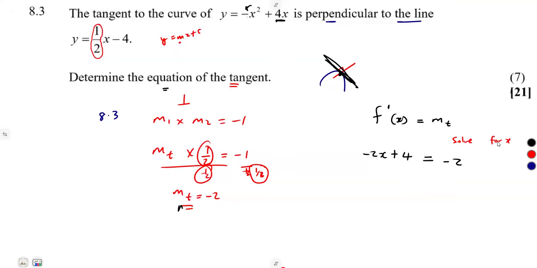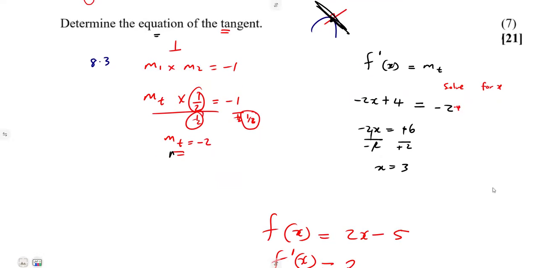Because we need that as a point. If we've got a gradient and a point, we can have what? An equation. So we need to solve for x. Minus 2x is equal to 4 to the other side. That will be negative. So that's negative 2, negative 4, negative 6. Divide by negative 2 by negative 2. X is going to be equal to what? Positive 3. So this is where the tangent and the curve meet.